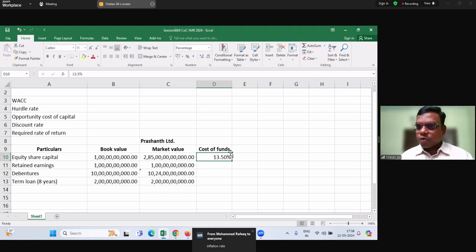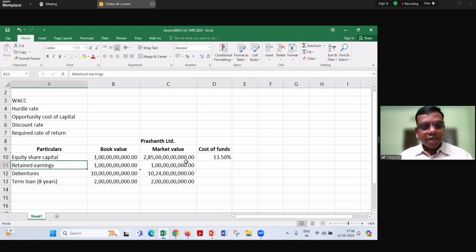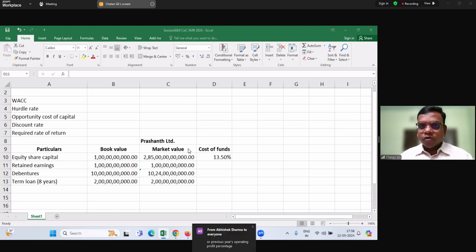Equity share capital is 13.5%, which is given to us, which means I assumed it. Now you know how much the equity share capital is. That is the cost of equity. You know it now. Can you tell me what the retained earnings cost of funds is? It's an assumed value. Okay, so Mohammed is saying that it is the inflation rate. Any other answers? You have to just guess and write it. I'll give the right answer after some time.